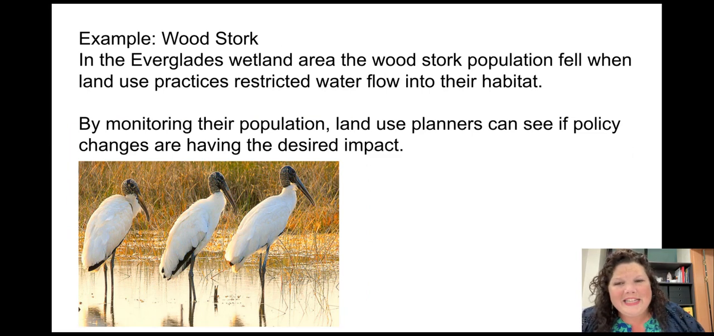Now, the wood stork is a fascinating one. This is in the Everglades wetland area. If you don't know where the Everglades are, these are in Florida. We're going to talk so much about the Everglades because they're a fascinating ecosystem.